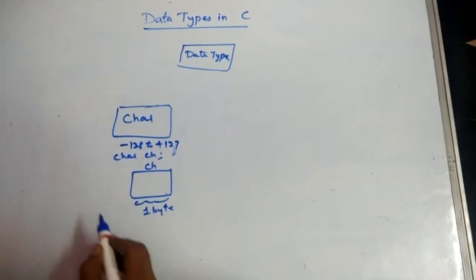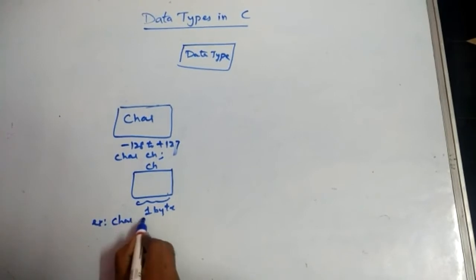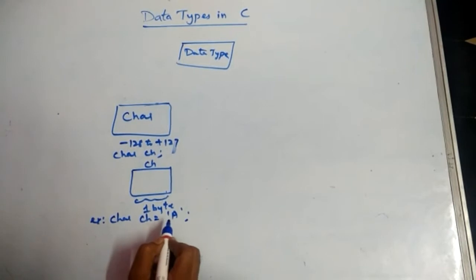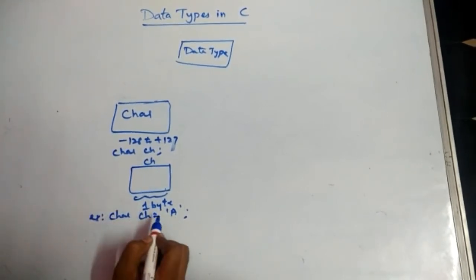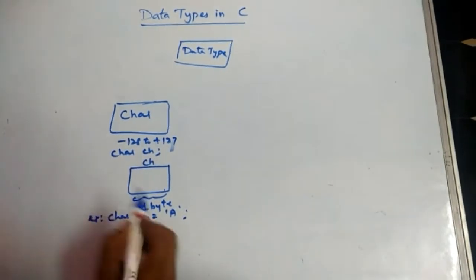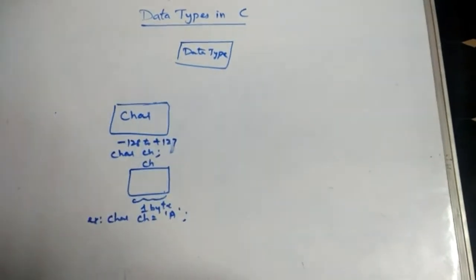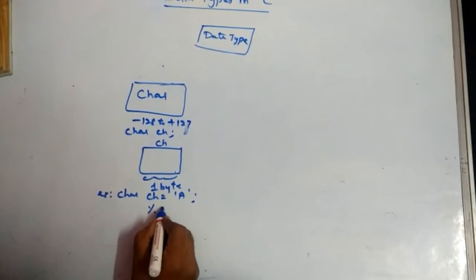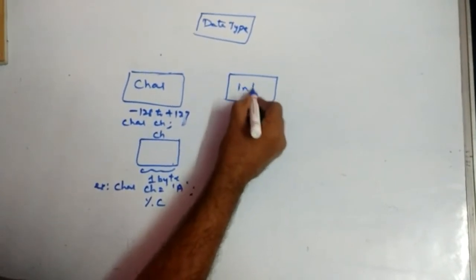An example of this character: char ch = 'a'. Whenever you want to store a character, make sure you represent it in a pair of single quotes. One more thing, the format specifier used to represent a character is %c. The next data type is the integer data type, known as int.